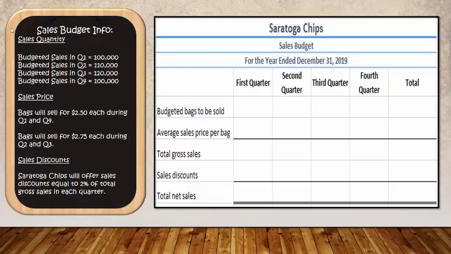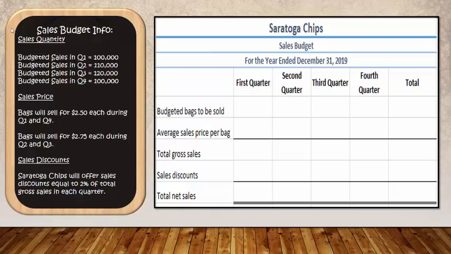Saratoga Chips expects to sell 100,000 bags of chips during the first quarter, or the first 3 months of 2019. They expect to sell 110,000 bags of chips during the second quarter of 2019. In the third quarter, they expect to sell 120,000 chips, and in the fourth quarter, they expect to sell 100,000 chips. Their sales price is proposed at $2.50 per bag for the first and fourth quarters, but during the more busy season, if you will, of the second and third quarters, they're going to raise the price of their chips to $2.75 a bag.